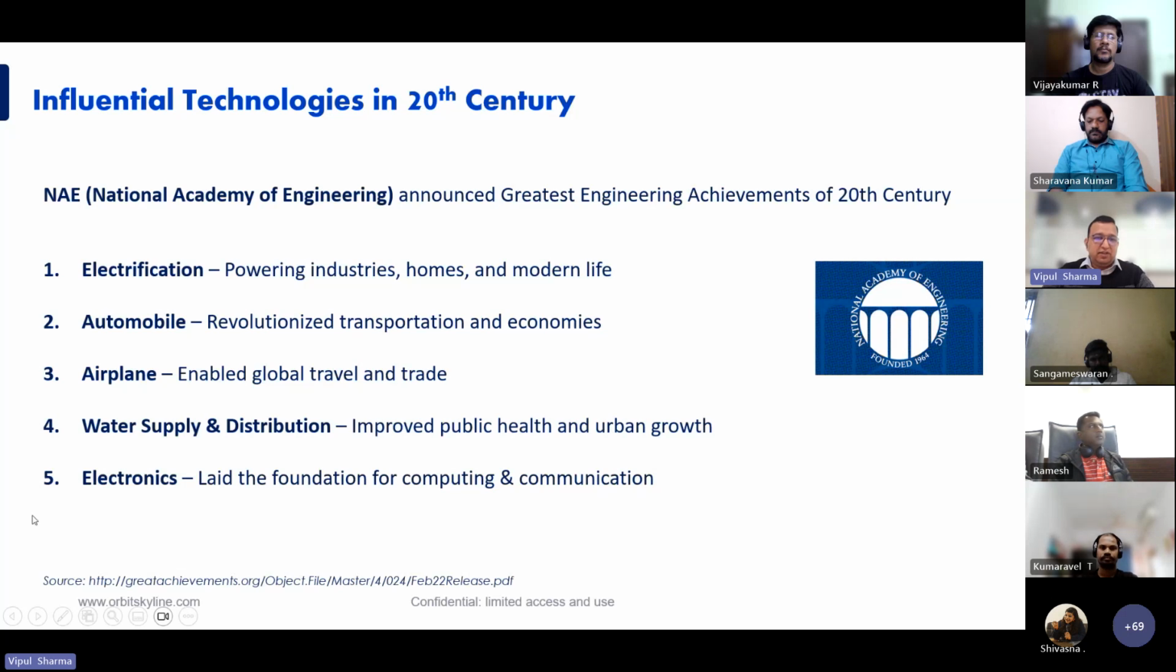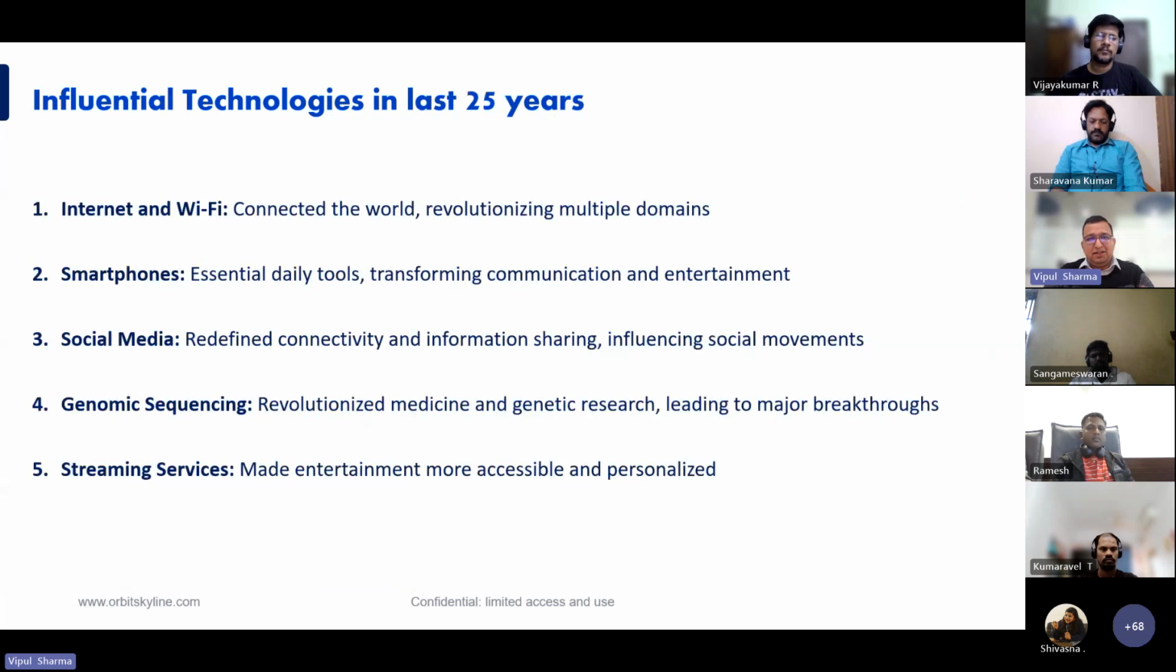And obviously, fifth, electronics, because it laid the foundation for all the computing and all the communication benefits which we are seeing now. But these are the inventions which were important or which played a major role in the last century. But now, in today's world, here are some of the inventions of the last 25 years. So these refer to the current century.